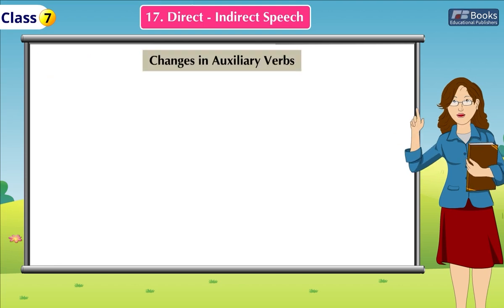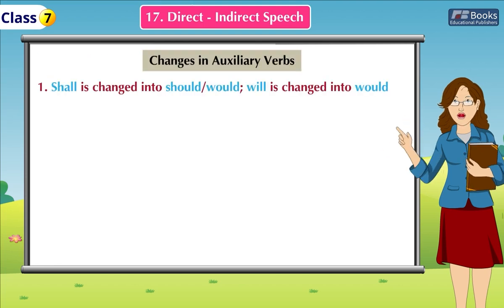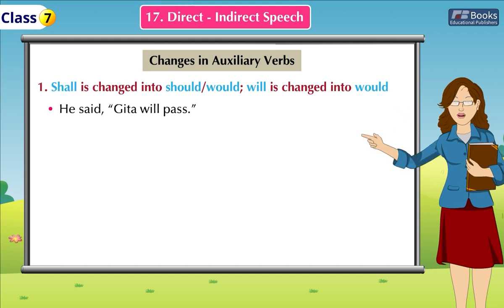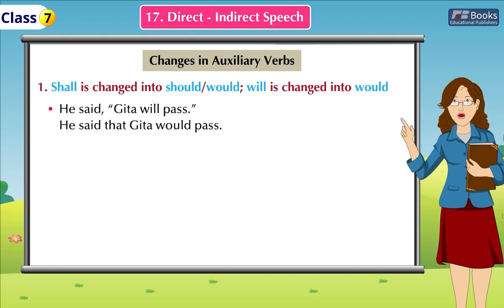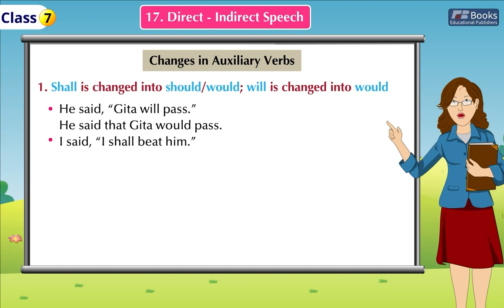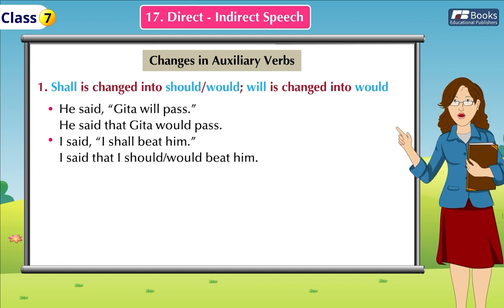Changes in auxiliary verbs. First, shall is changed into should or would. Will is changed into would. He said, "Geeta will pass." He said that Geeta would pass. I said, "I shall beat him." I said that I should or would beat him.